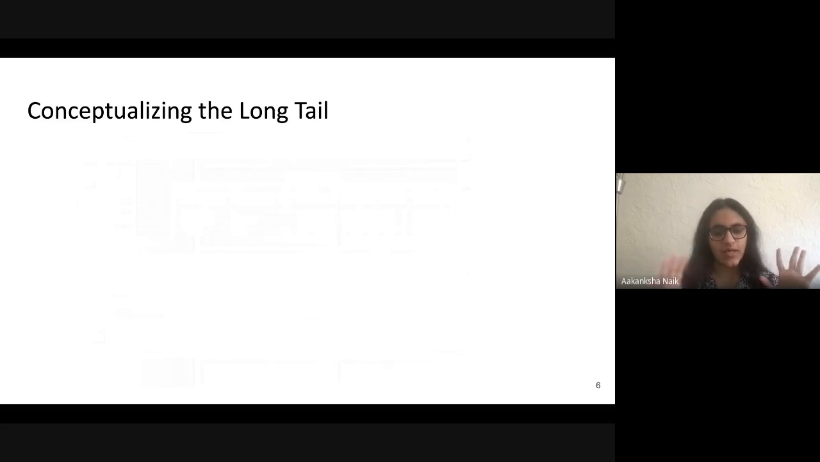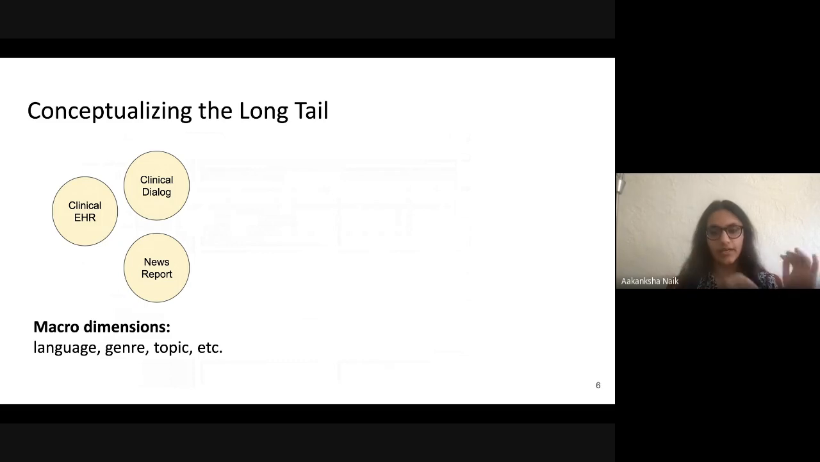I just want to quickly explain how we are conceptualizing this long tail in natural language processing. There are two ways of looking at all of these phenomena and domains that get pushed into the long tail. One view is they can be categorized into different groups based on some macro attributes that they share. This can be things like what language the text is in, what genre the text represents, what are the topics that the text covers. And by cutting up the space of all corpora along these macro dimensions, we can identify which portions of the space are low frequency or have received less attention in most of the benchmarks and models that we build today.